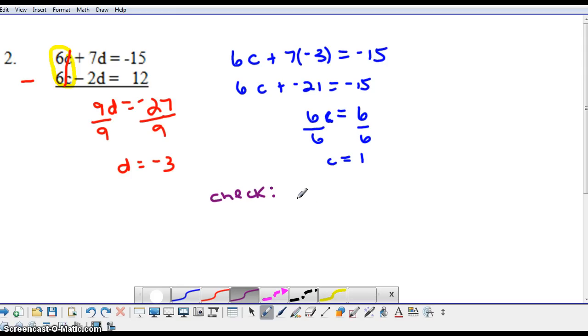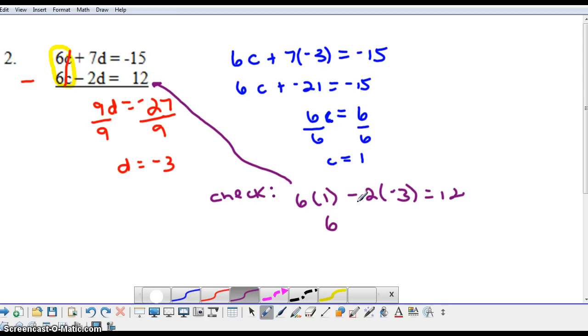So our other equation is 6 times c, I got 1 for c, minus 2 times what we got for d, which is negative 3, equals 12. So I'm using this equation right here and substituting what we got for c and d in place of c and d in that equation. So 6 times 1 would be 6, minus, and 2 times negative 3 would be a negative 6. And is 6 minus a negative 6 equal to 12? It is. So our solution is correct, and if we want to write that as an ordered pair, we'd have 1 for c and negative 3 for d.